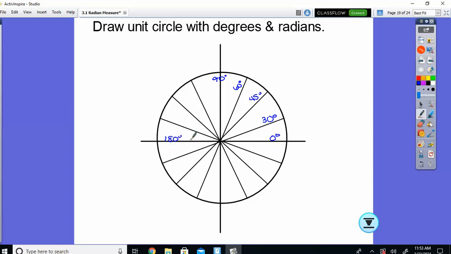Now, these are reference angles. So this one up here has a reference angle of 30. So if you did 180 minus 30, we get 150. The next one is the reference angle of 45. So 180 minus 45, 135. Next one, 180 minus 60 is 120 degrees.